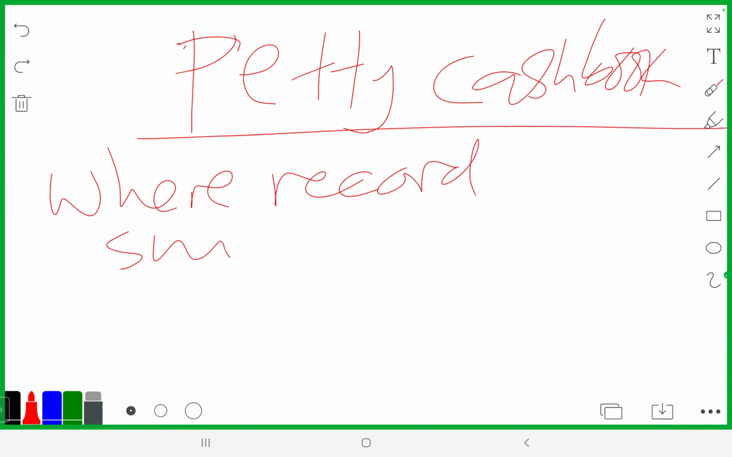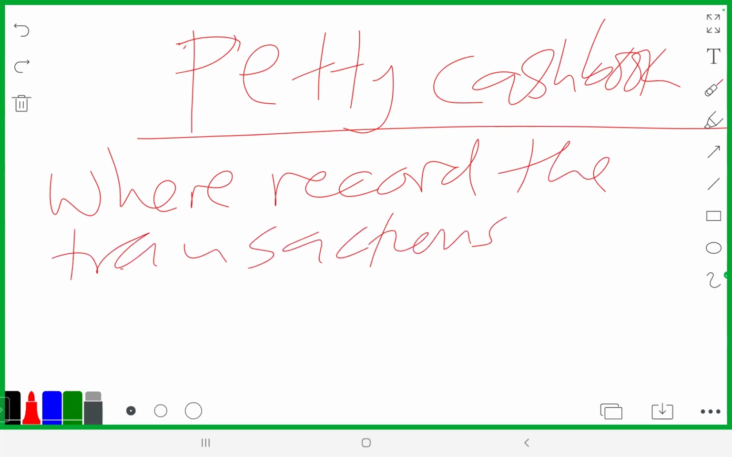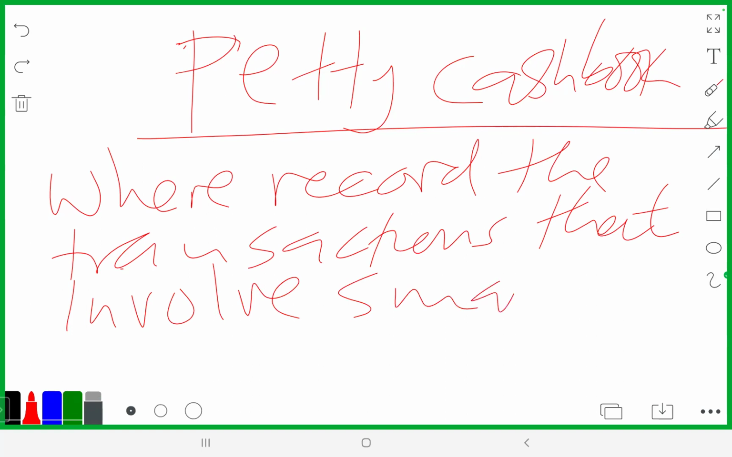the transactions that involve small amounts of money.